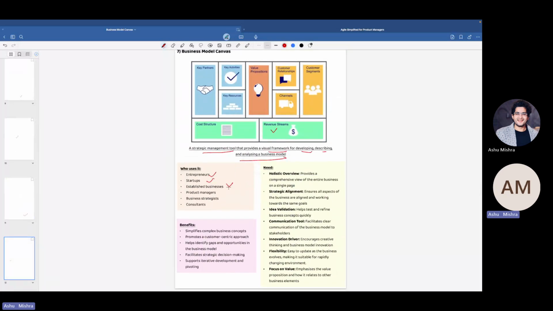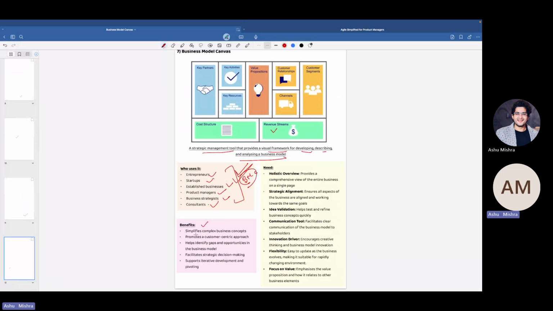Entrepreneurs, startups, established businesses, product managers, business strategists, and consultants. So this business model canvas, guys, is being taught across the globe in all B-schools. Why? Because it gives a holistic view of all the entities that are there in a business model.